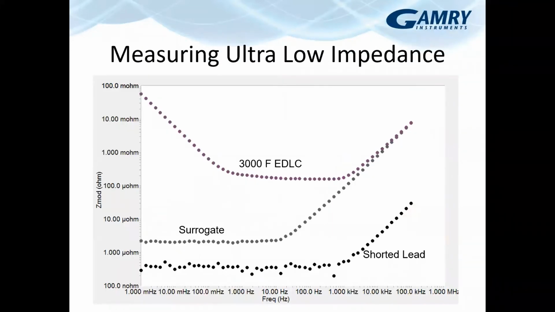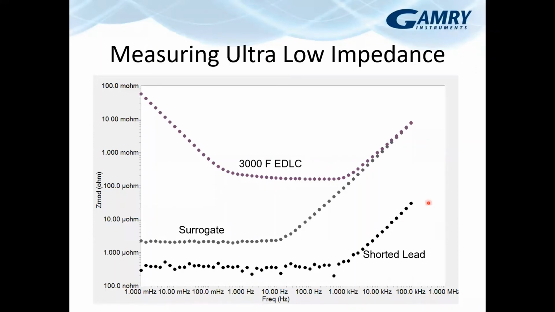So what does this look like? I've got the shorted lead on here for reference. This was not quite as good a setup as the other shorted lead. It was a quicker shorted lead test, so we're at about 300 nanoohms instead of 60. But you can see the shorted lead and the shorted lead inductance. Here is that 3 kilofarad double layer capacitor. And what we've got here is our surrogate. The idea behind the surrogate is to get low impedance, but this low impedance isn't what we're interested in. What the surrogate is showing us is the difference between the shorted lead and the capacitor.